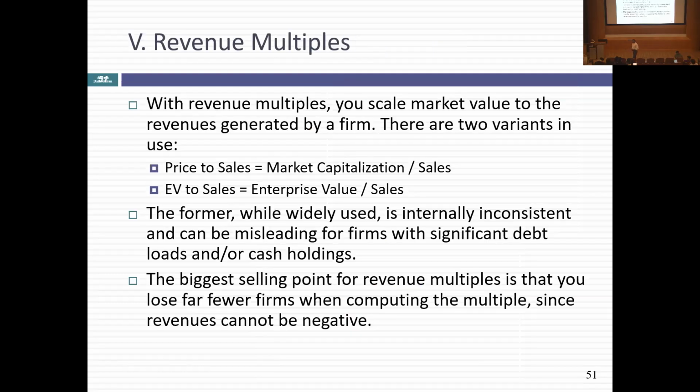I know you guys are exhausted. Last multiple. You know why people like revenue multiples, right? Because you get desperate, you move up the income statement. And there are two versions of revenue multiples you run into. One is price to sales, and we talked about what's wrong with price to sales. Somebody remind me again why price to sales is problematic.